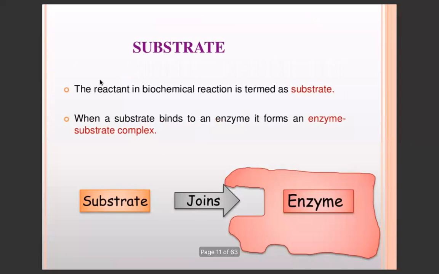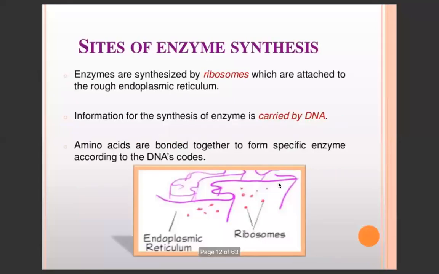Substrate. The reactant in a biochemical reaction is termed the substrate. When a substrate binds to an enzyme, it forms an enzyme substrate complex. Site of enzyme synthesis: enzymes are synthesized by ribosomes, which are attached to the rough endoplasmic reticulum. Information for the synthesis of the enzyme is carried by DNA through the process of transcription and translation, which was already told. Amino acids are bonded together to form a specific enzyme according to DNA codes. This is the endoplasmic reticulum. This is the ribosome, which helps in enzyme preparation.